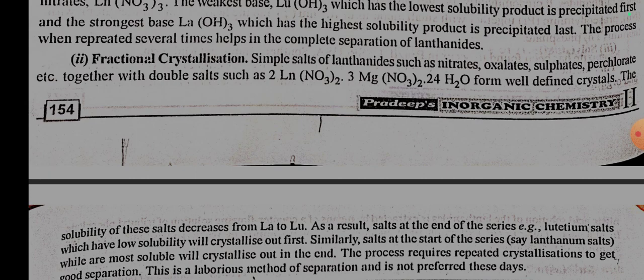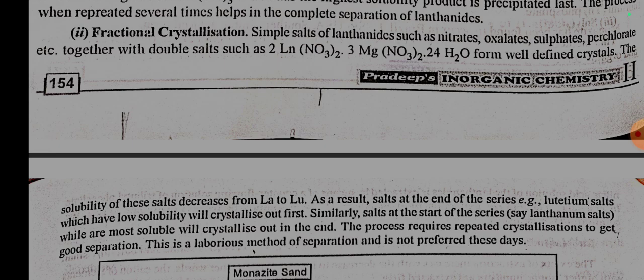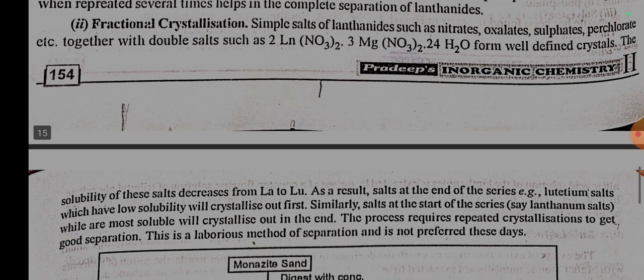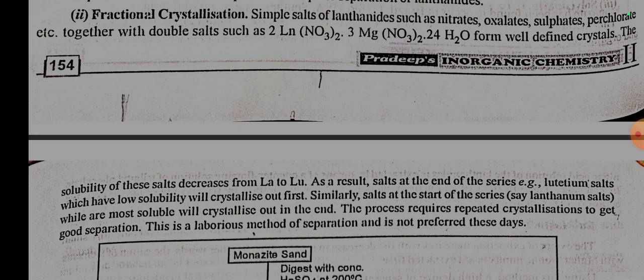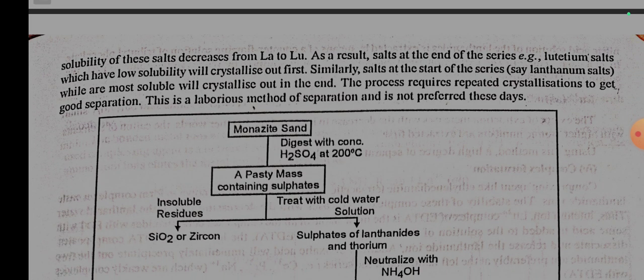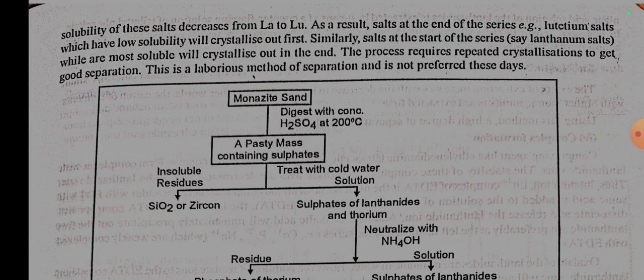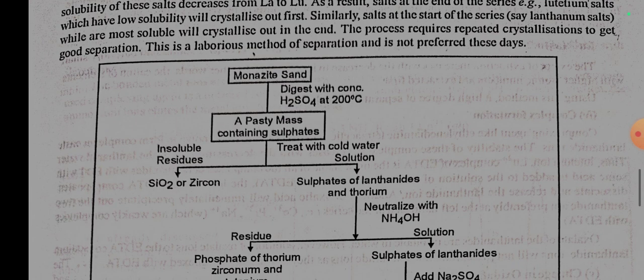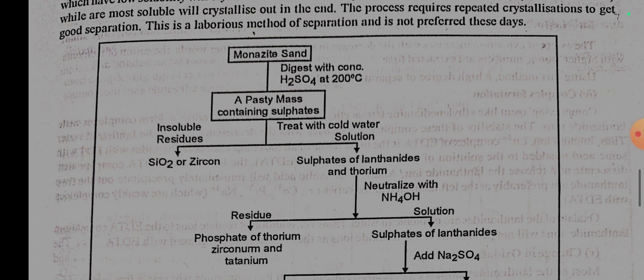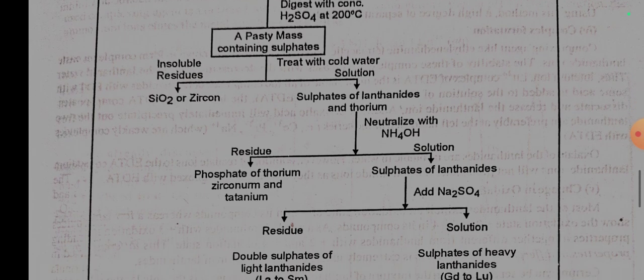Number 2, fractional crystallization. Simple salts of lanthanides such as nitrates, oxalates, sulfates, perchlorates, etc., together with double salts such as 2Ln(NO3)3·3Mg(NO3)2·24H2O, form well-defined crystals. The solubility of these salts decreases from La to Lu. As a result, salts at the end of the series, for example lutetium salts, which have low solubility, will crystallize out first. Similarly, salts at the start of the series, say lanthanum salts, which are most soluble, will crystallize out in the end. The process requires repeated crystallizations to get good separation. This laborious method of separation is not preferred these days.